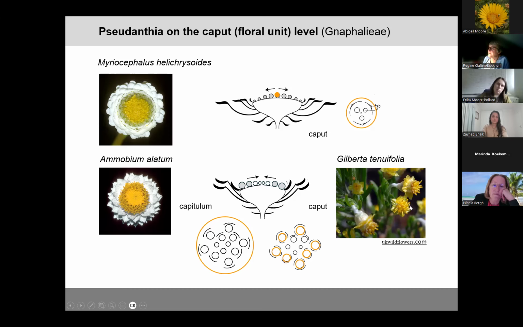And this is Gilberta tenuifolia, a very small pseudanthium, only half a centimeter in diameter. This has bracts, it has no terminal unit, it has centripetal flowering, so it looks very much like a simple capitulum. But if you look at the morphology, you see that the outermost flowers are surrounded by some additional bracts, which are interpreted as one-flowered capitula.